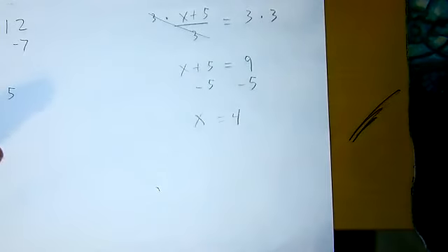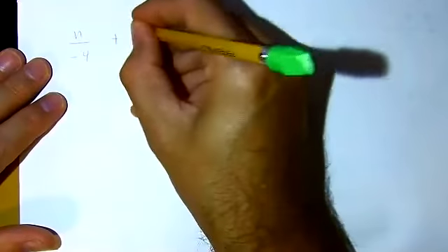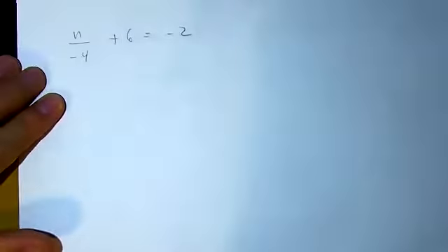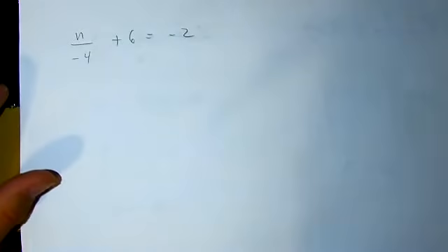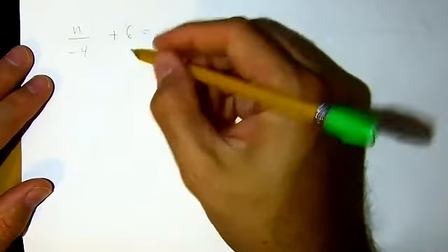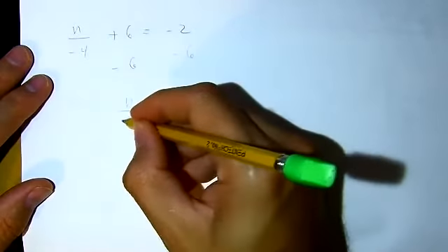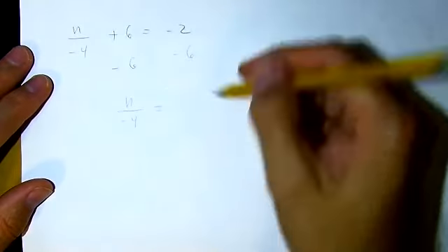Okay, I think I've covered everything. Let's do a few where it has the variable on top of a number. So the first step is still the same. Always add or subtract if you can. Subtract 6 from both sides. Bring down your n over -4 equals.